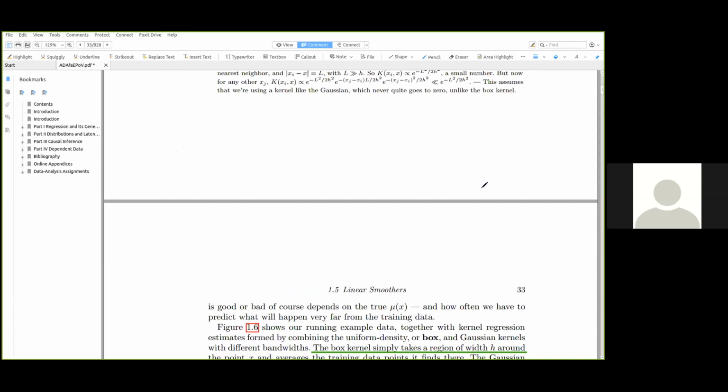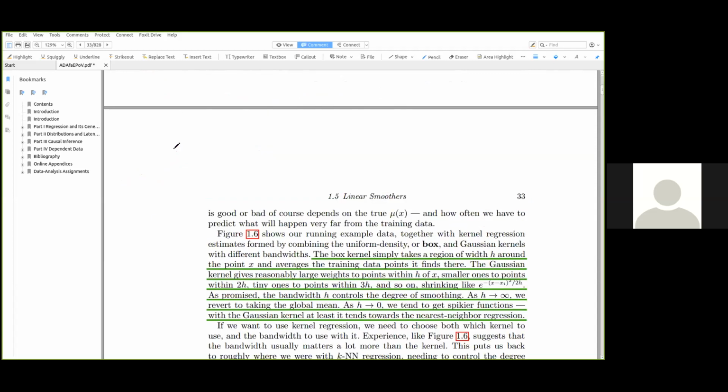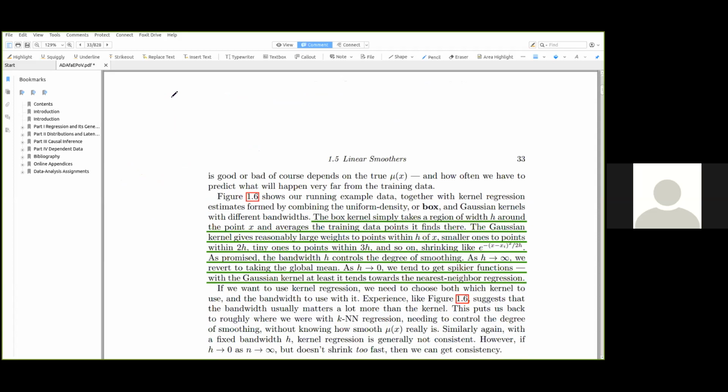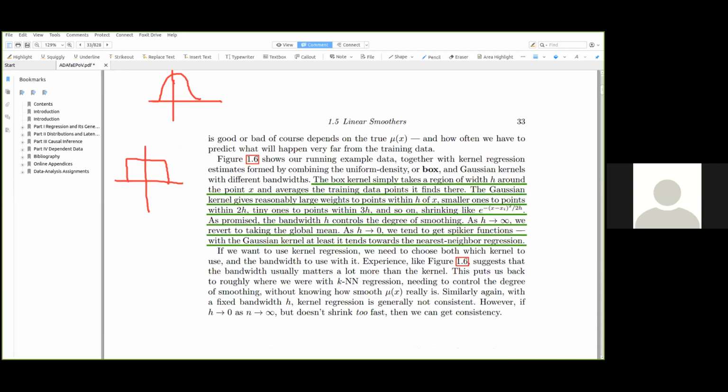This explains the same thing: the box kernel simply takes a region of width h around the point x and averages the data points it finds there. The Gaussian will follow the curve and assign weight according to this curve, so the points which are closer will have larger weight. Whereas the box kernel assigns equal weights to all the points inside the box, the Gaussian will use this curve to decide how much weight to assign.